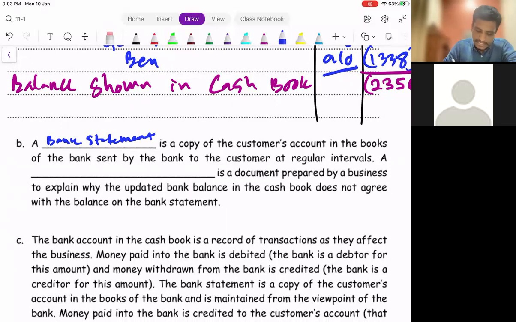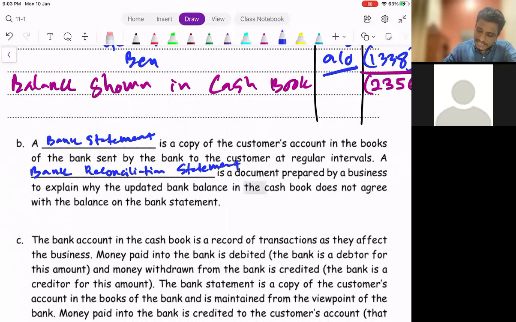Okay, so next one is bank reconciliation. Bank reconciliation statement is a document prepared by the business. We prepare it to explain why the updated bank balance in the cash book does not agree with the bank statement. Okay, we want to explain why there is a difference between cash book and also bank statement. That's the purpose of bank reconciliation statement.